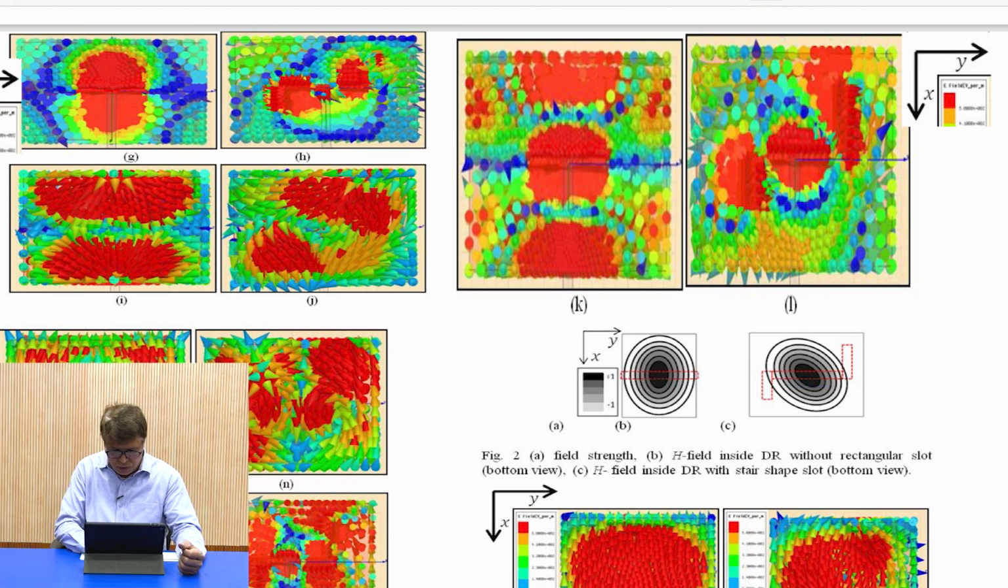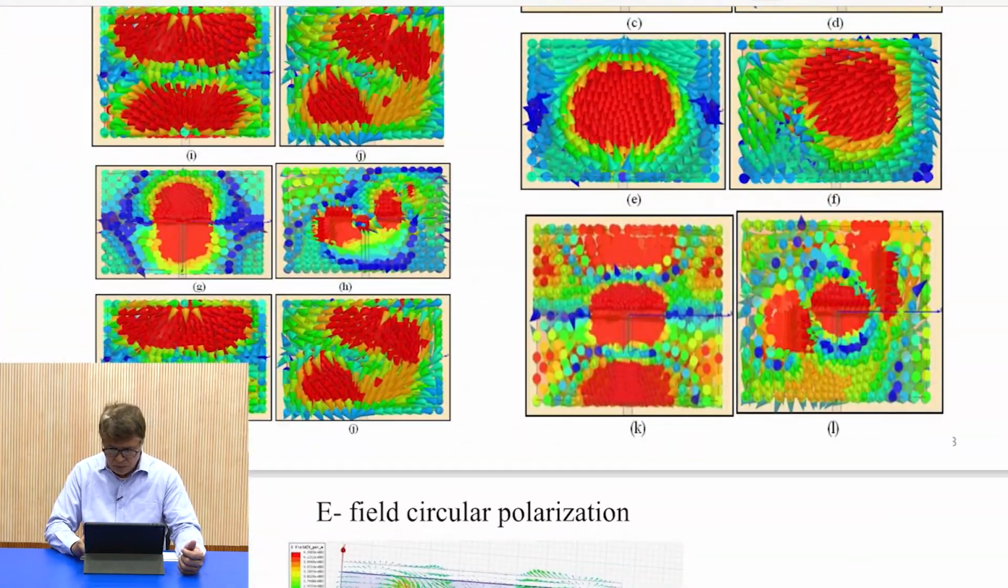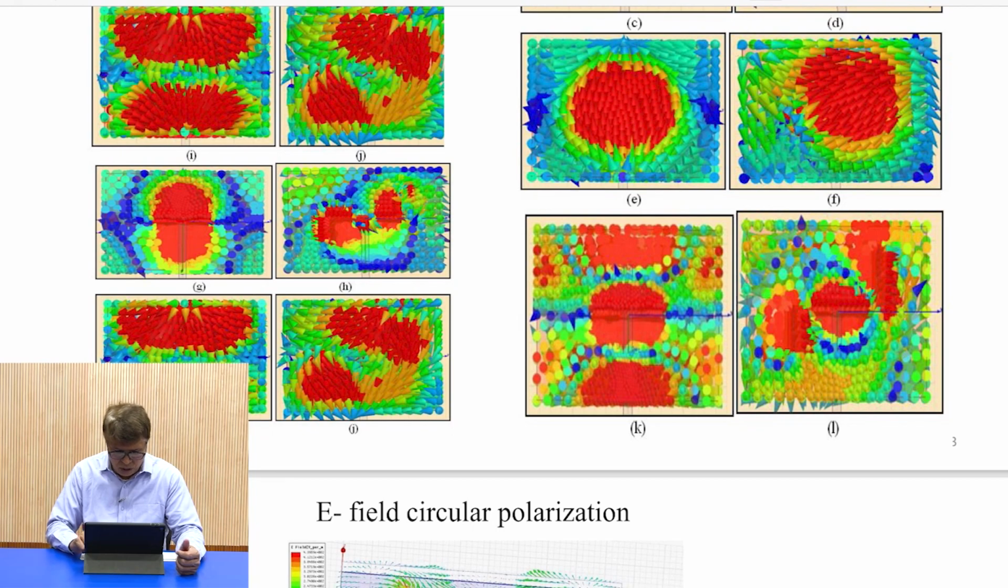If you see here figure 2, plot B represents the H field inside the DR without rectangular slot and plot C the H field inside the DR with stair shaped slots. So, this is the stair shaped slot. Now, if we see here, this is the higher order mode represented here, these are the rotations with the same number of higher modes. This is known as circular polarization.